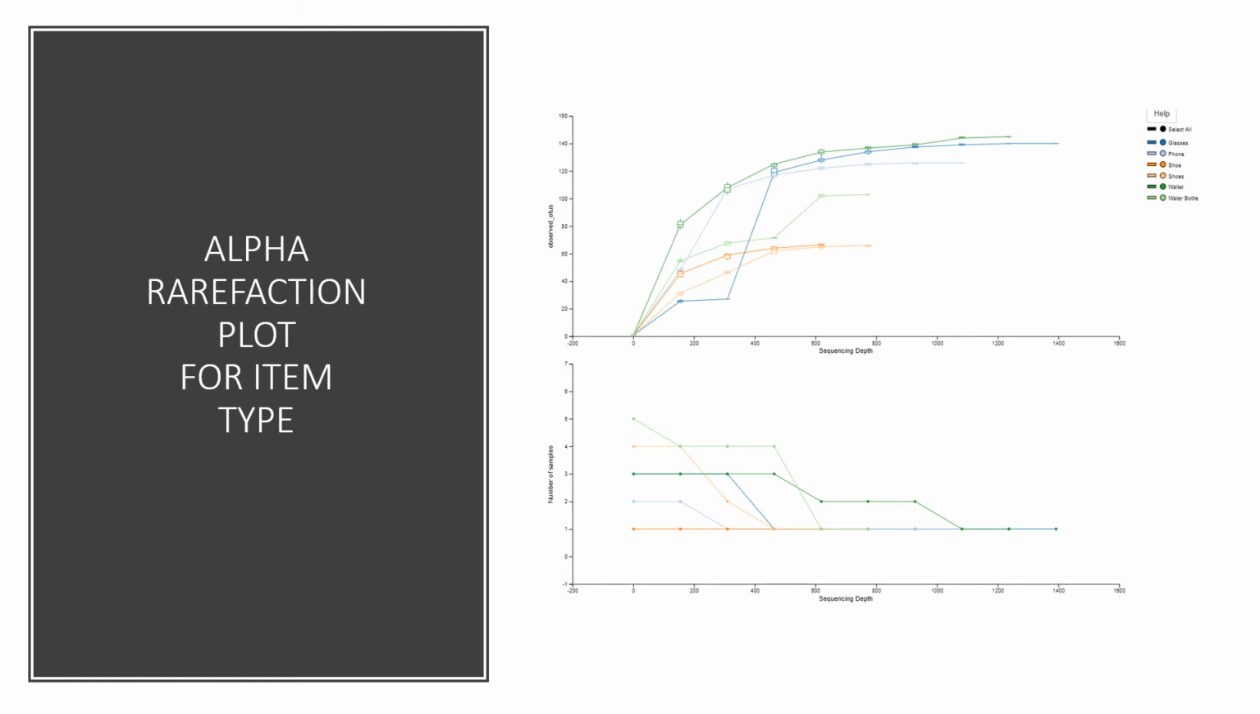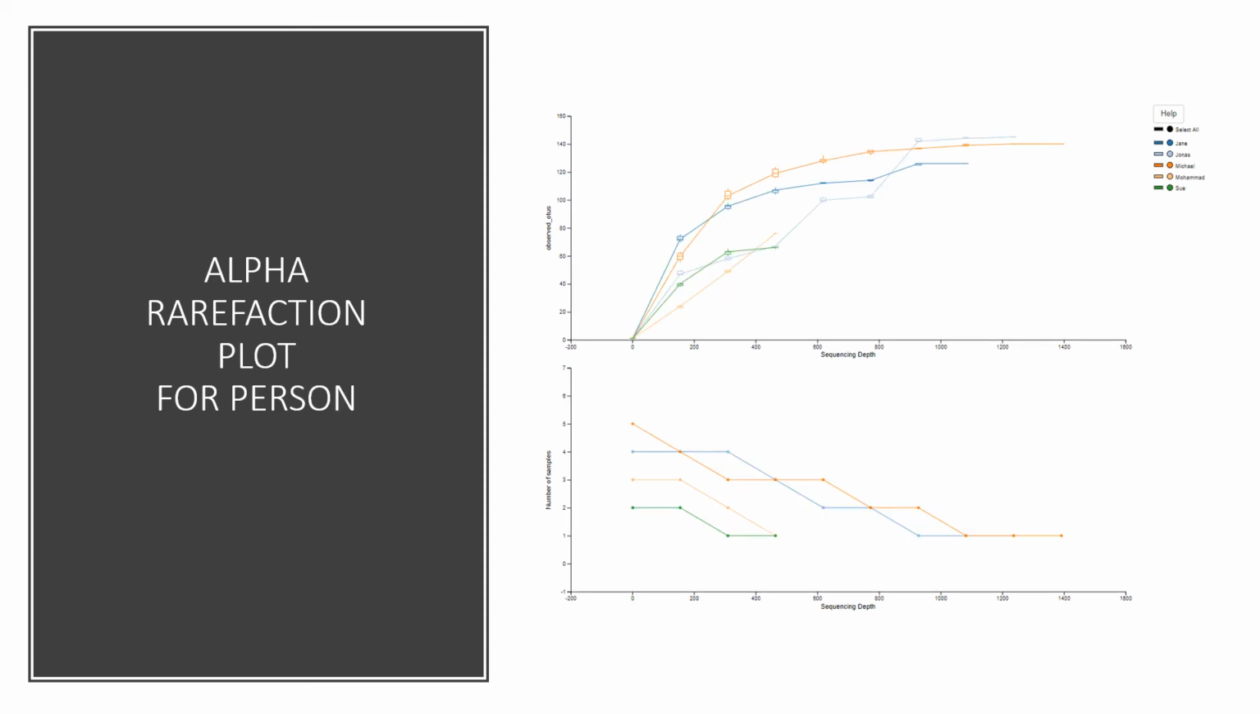As you can see, there is a direct flat line somewhere after around 300 with the number of samples and sequencing depth, and again the comparison of depth with observed. So this is for the item type, and again this is for the person, a direct comparison of the alpha rarefaction plot.